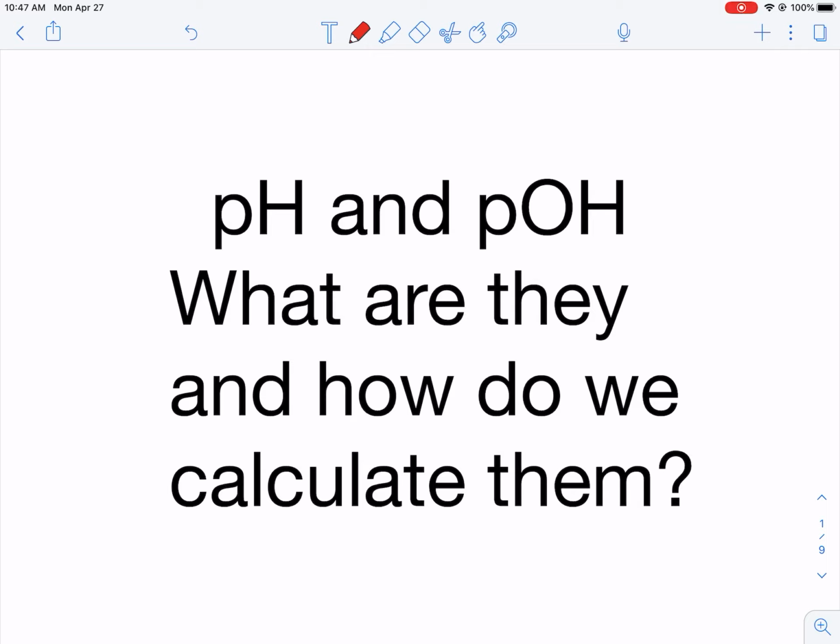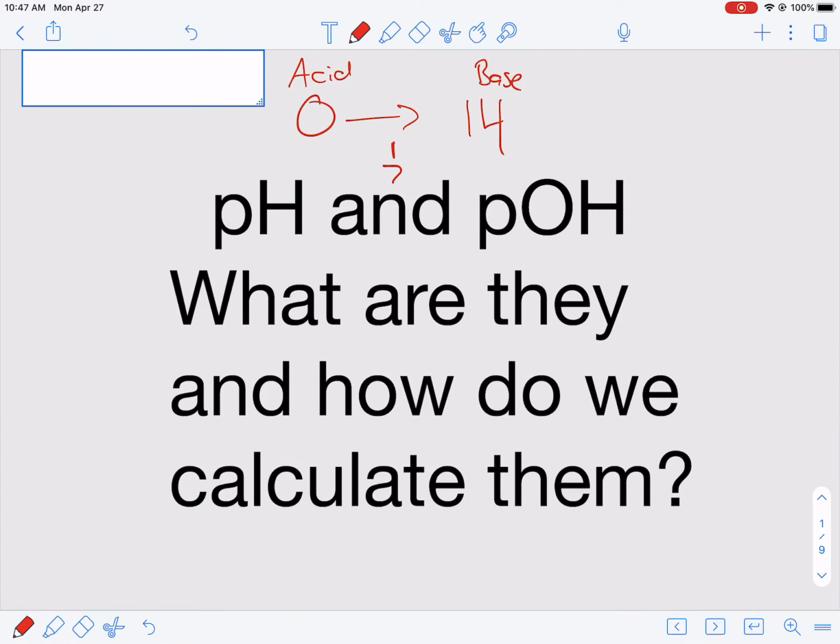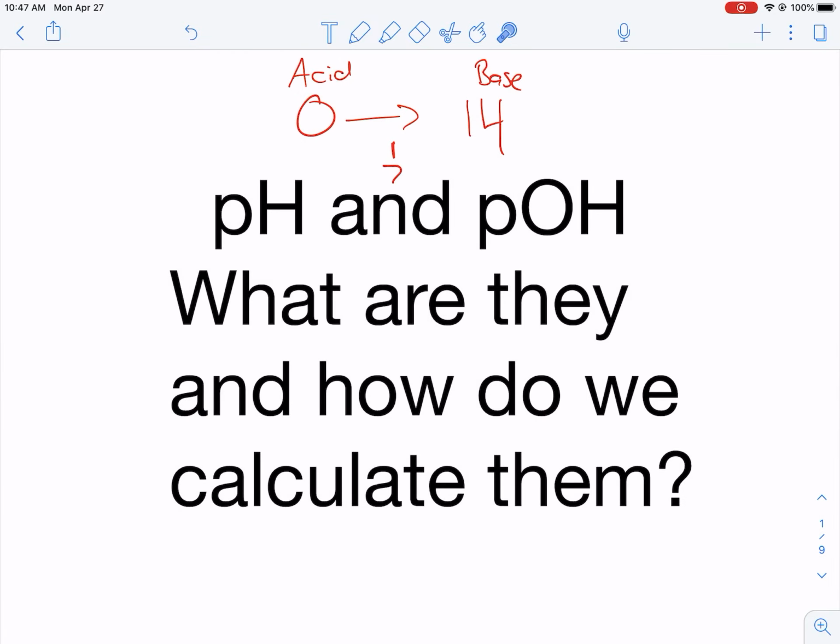This idea of a scale that goes from 1 through 14. Or I guess 0, we should say 0 through 14. This is typically an acid, and this is typically a base. And we know that right in the middle at 7, things are neutral. And this scale is based on pH. Well, what is pH and how do we find it?